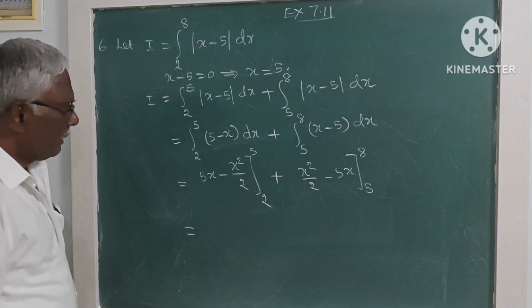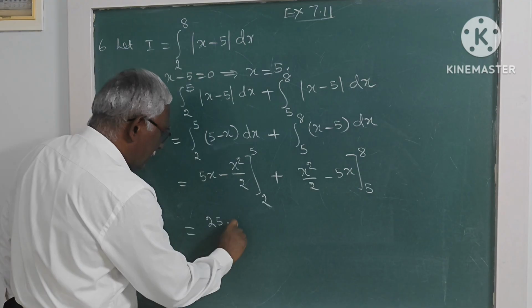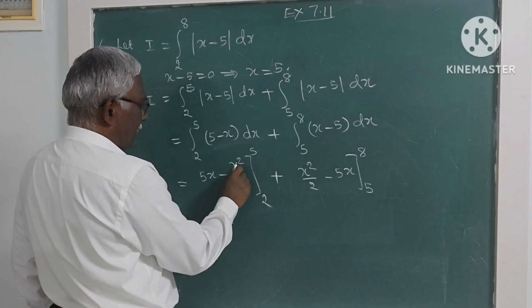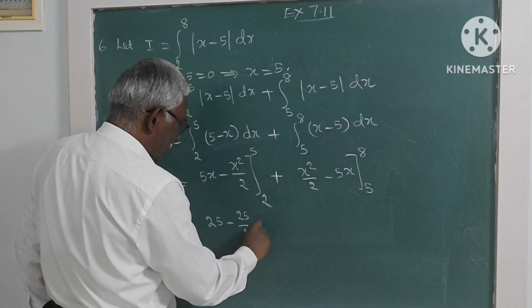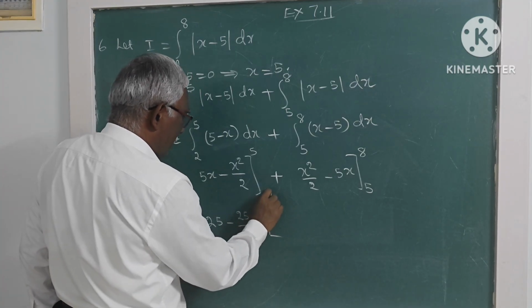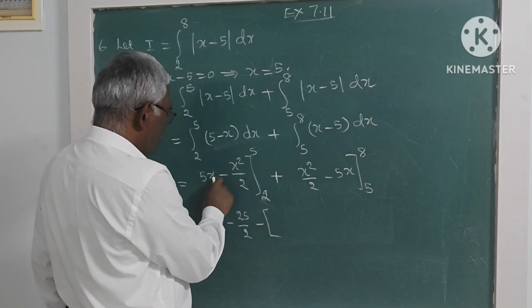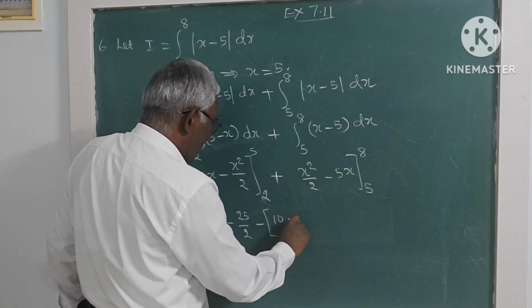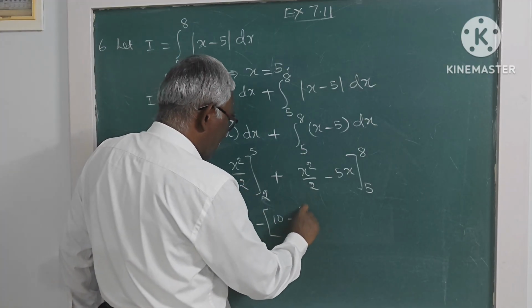Now substitute the upper limit. 5 into 5, 25, minus x square, 25 by 2, minus, now we have to substitute the lower limit. 5 into 2, 10, minus 2 square, 4 by 2 is 2.